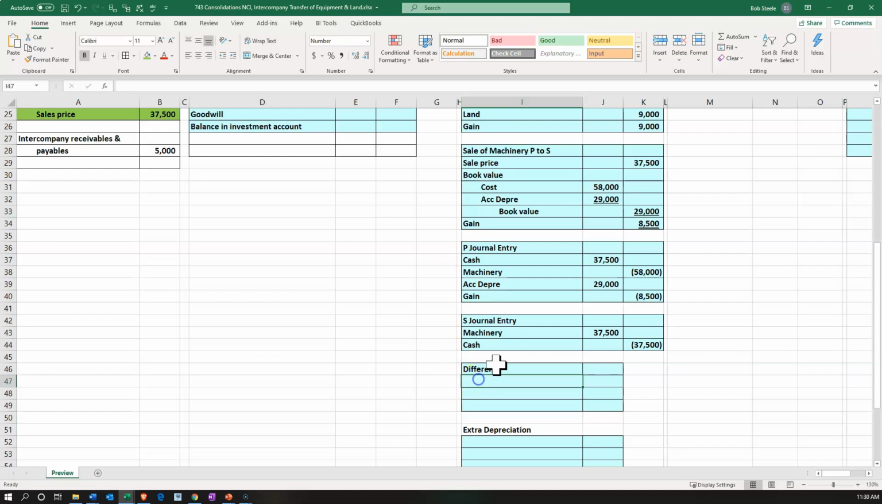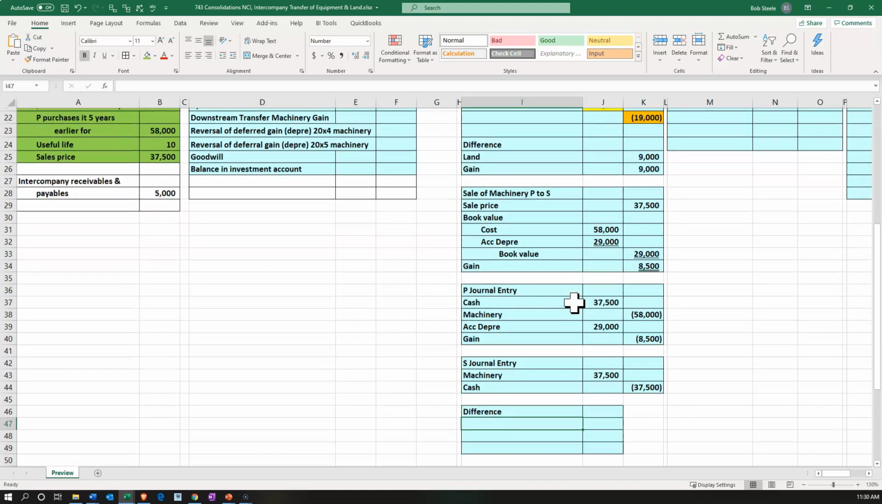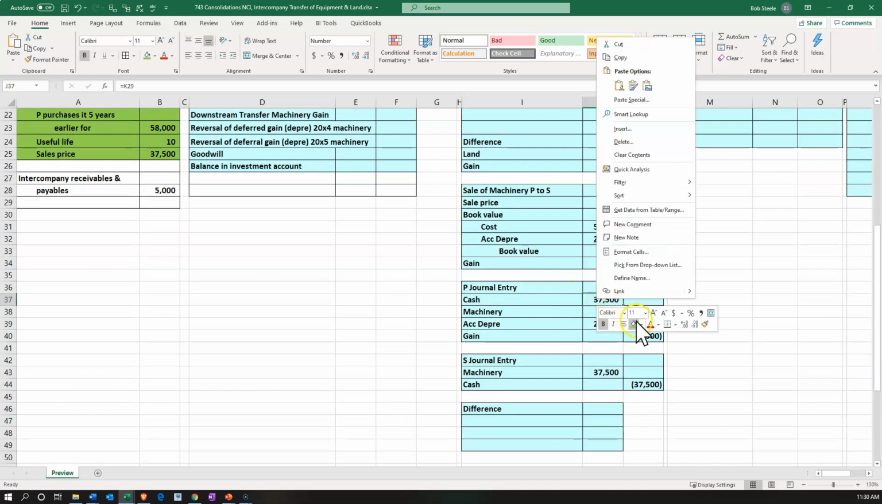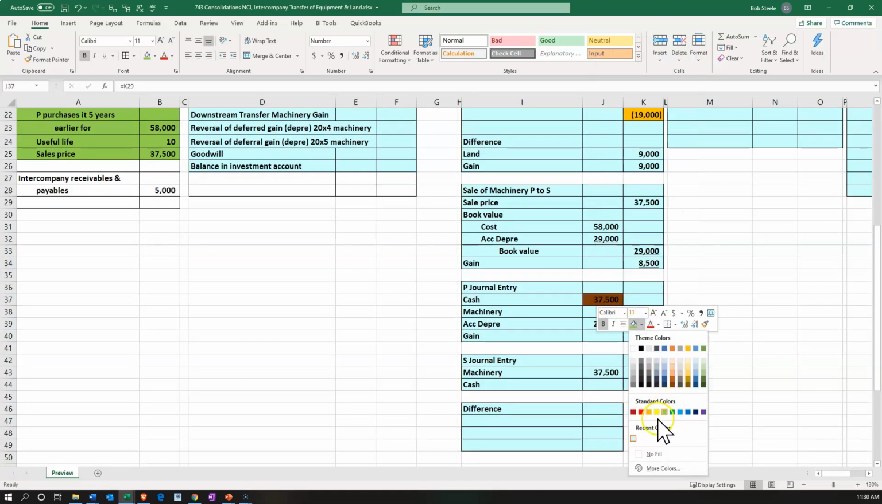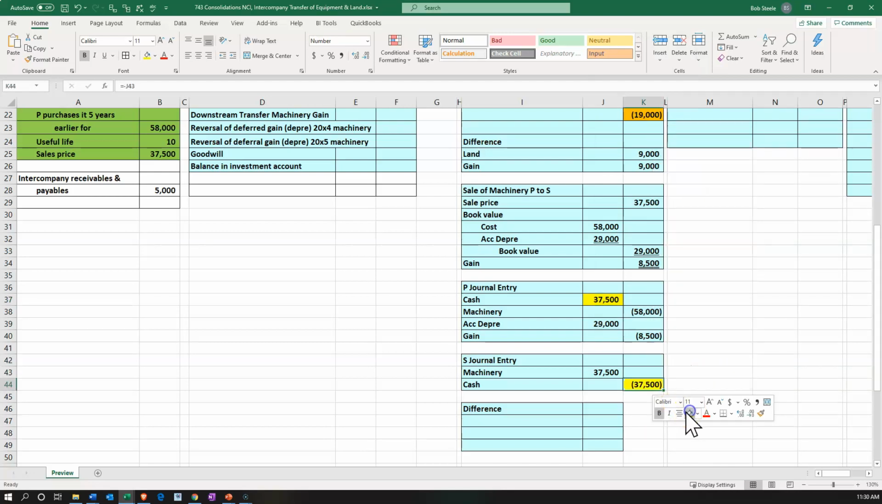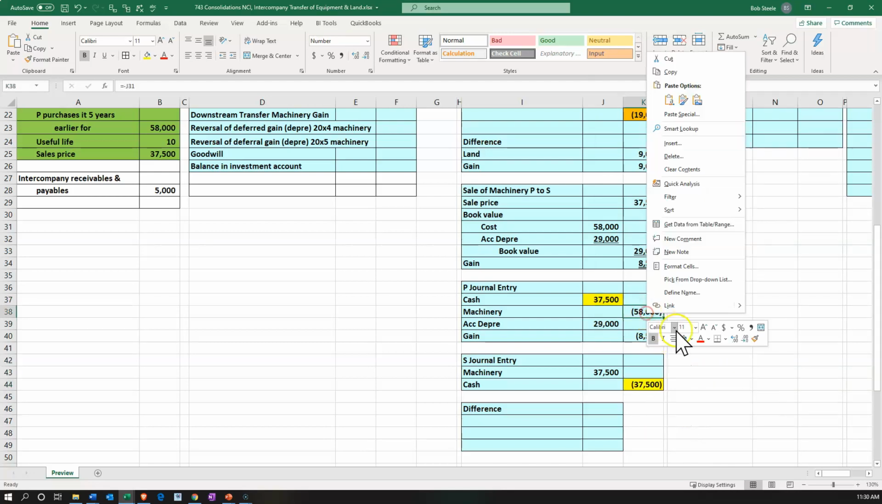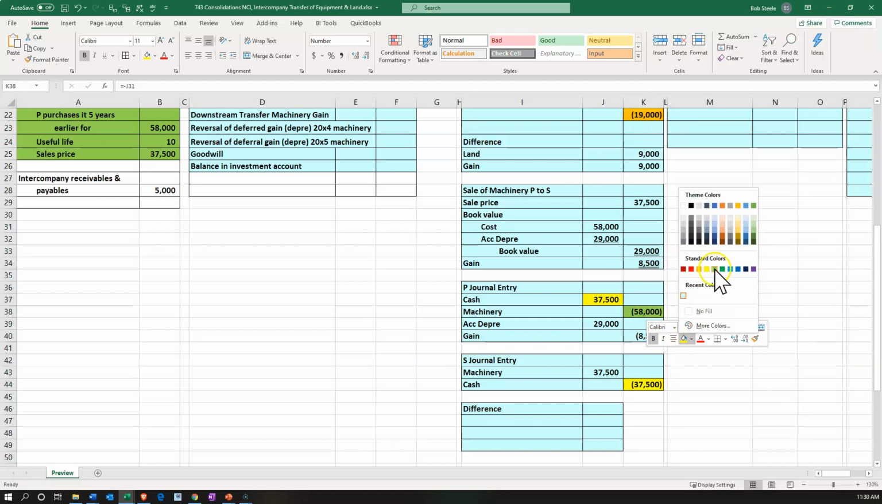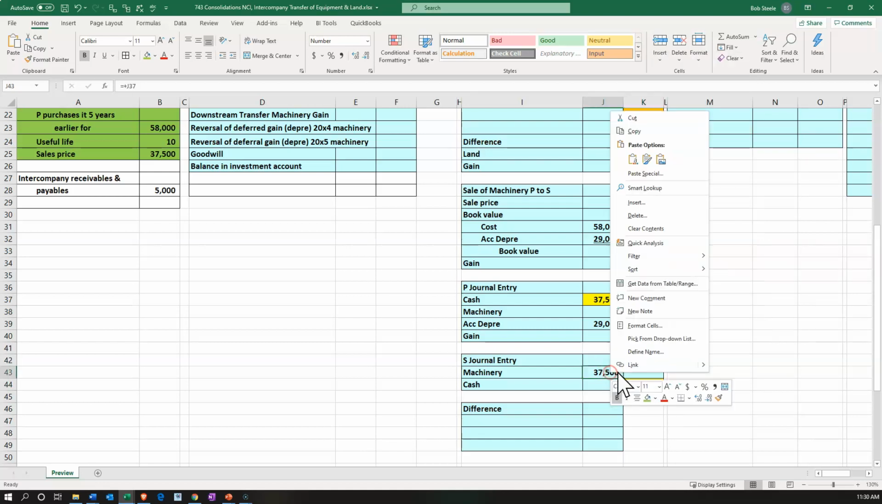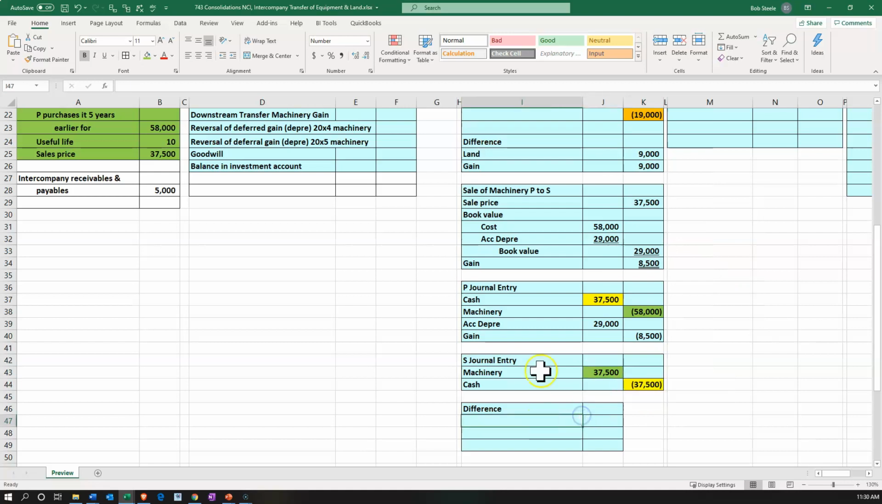Well, how can we distill that down to its simplest form? Well, we know that this cash is basically netting out against this cash. So those net out. And then we've got the machinery here, which nets out to the machinery here, but there's still something left. So we're going to say, all right, there's a difference on the machinery that we got to deal with because it was 58 and 37.5.